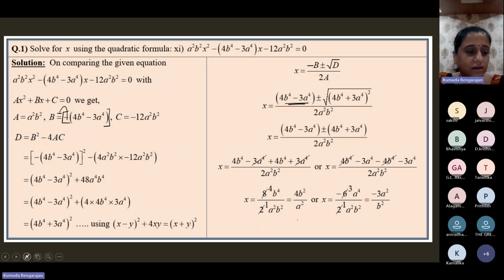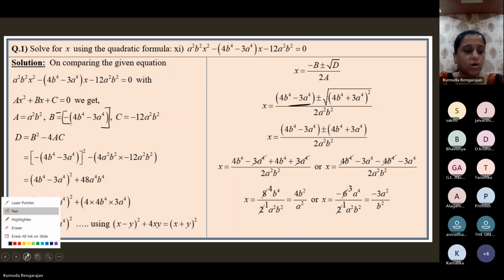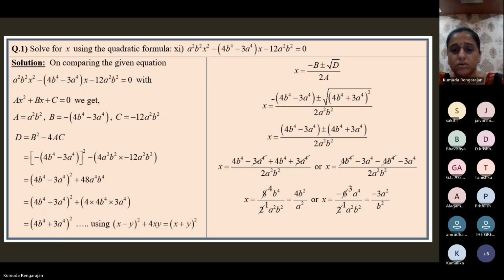I'll repeat that. See here, it is minus b. You're right, it's minus b. So this is b, right? This is b. So what's minus b? Minus b. So minus b then is minus into minus plus 4b to the power 4 minus 3a to the power 4. I've written minus b directly. Or I'll just put the minus sign and then like this. Correct?